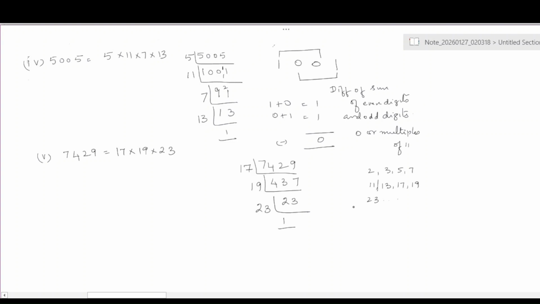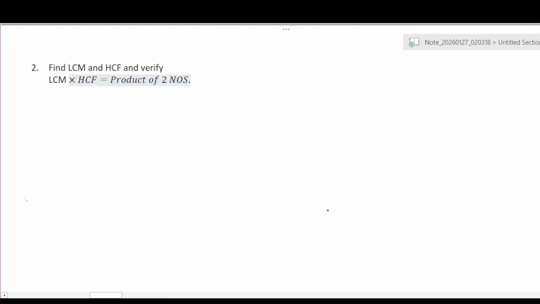Okay, we'll go to the next sum. Now we'll take the first sum. We have to find the LCM and HCF, and then we have to prove that the product of two numbers is equal to LCM into HCF. So first we'll take 26 and 91.